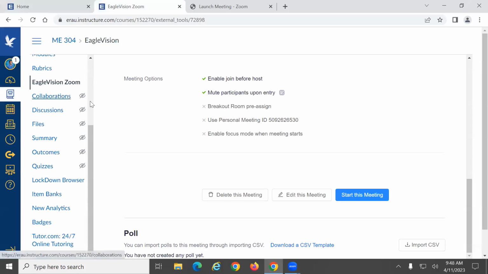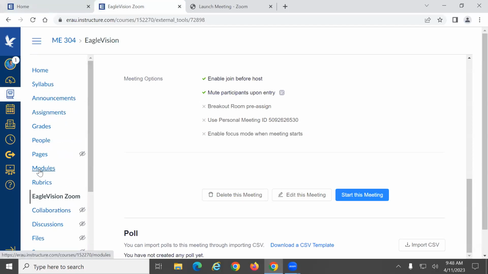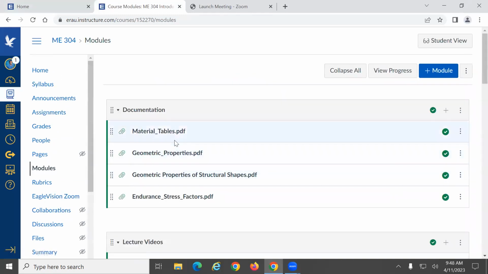All right, so just one thing, maybe you may have seen or not, but I just added here one more document into the documentation. That you have before material table, geometric properties.